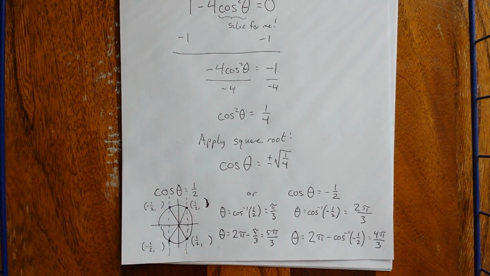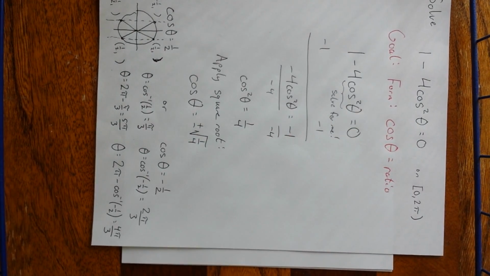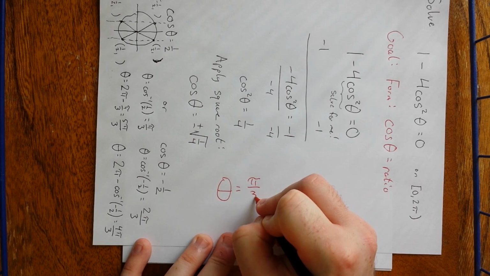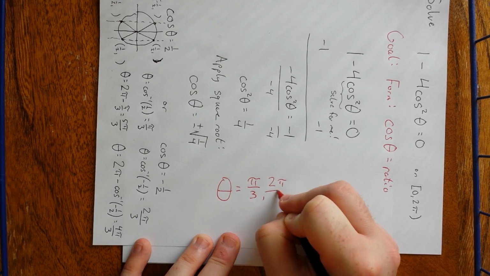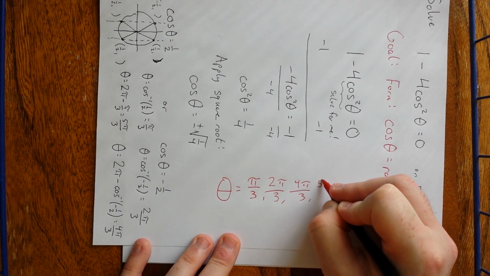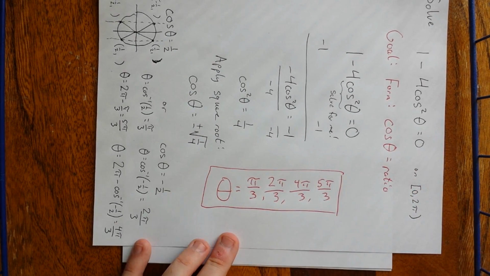Let me write all 4 of these together. Theta equals pi over 3, 2 pi over 3, 4 pi over 3, and 5 pi over 3. Final answer for this one.